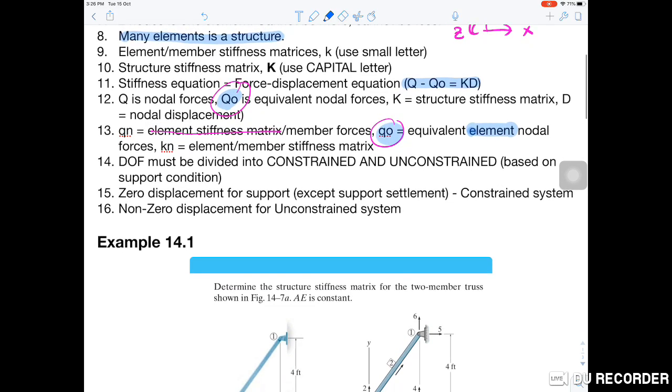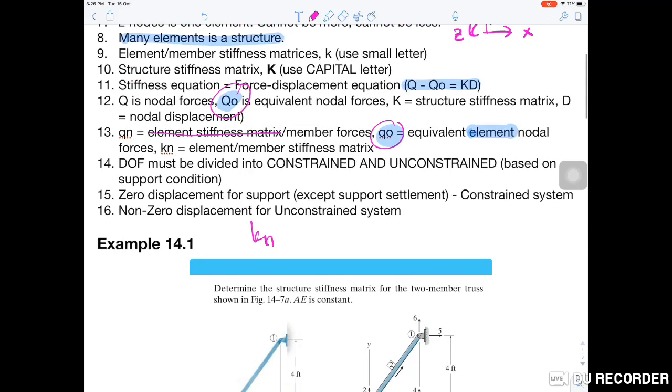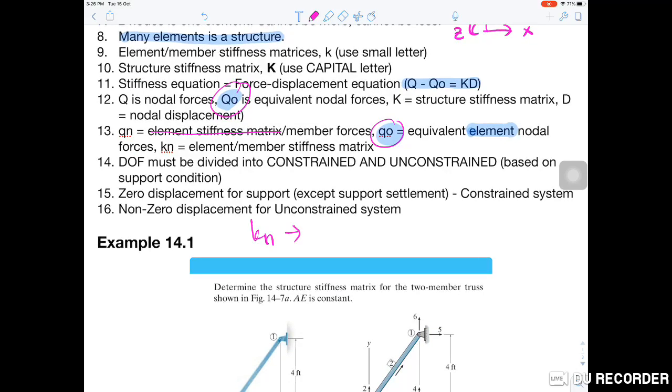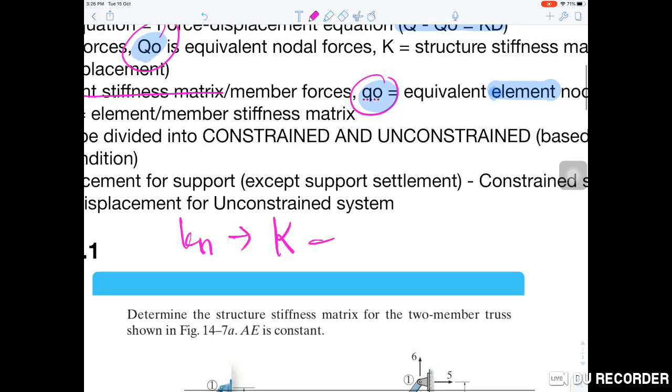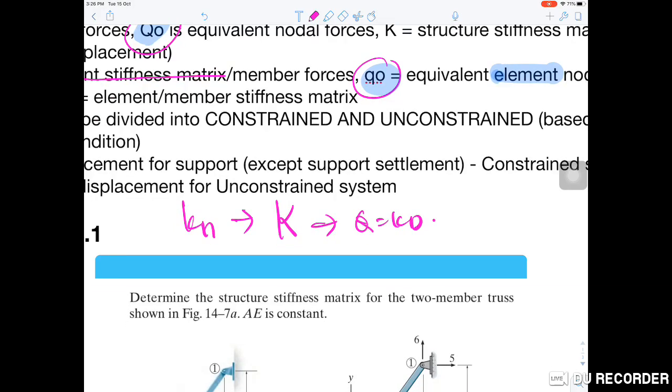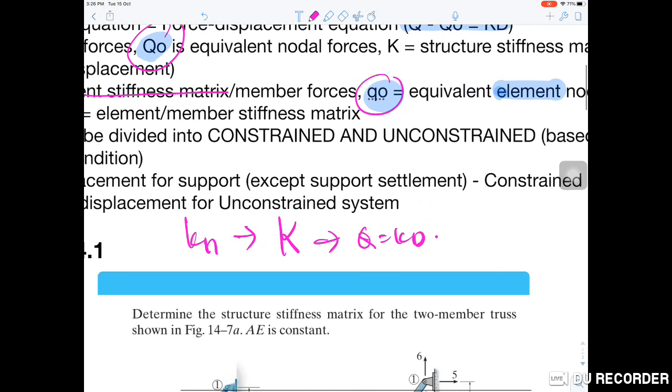Actually for the flow, we will start by establishing kn, k for the element. After this we will establish the capital letter structure stiffness matrix, and after that we have to apply the equation Q is equal to KD. For the basic one, Q0 is equal to 0, so this is the basic equation.